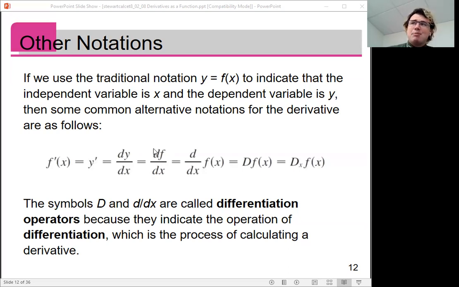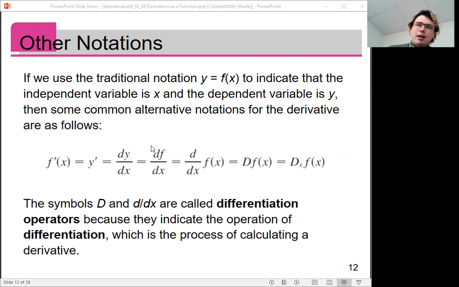This notation comes to us from Leibniz. He's the guy who came up with this symbol. And it is meant to invoke this idea of comparing the infinitely small change in the function f compared to the infinitely small change in the independent variable x.